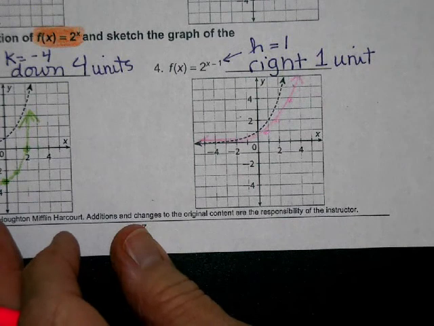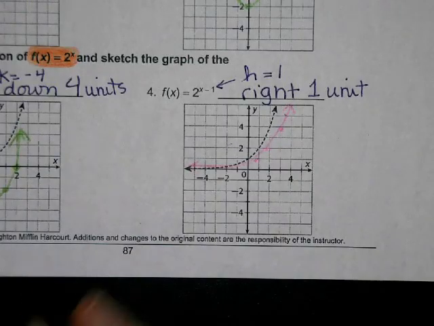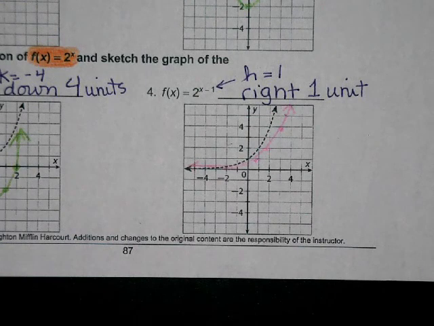Okay, our time is up. So we'll do the back side tomorrow, and then homework over the weekend. Okay?